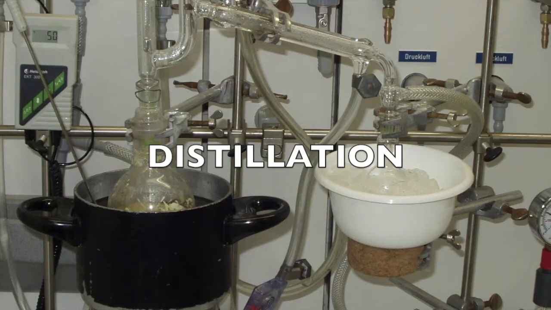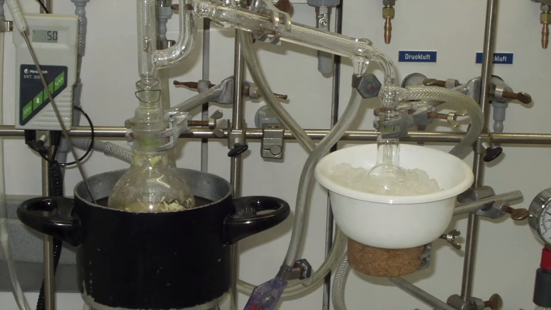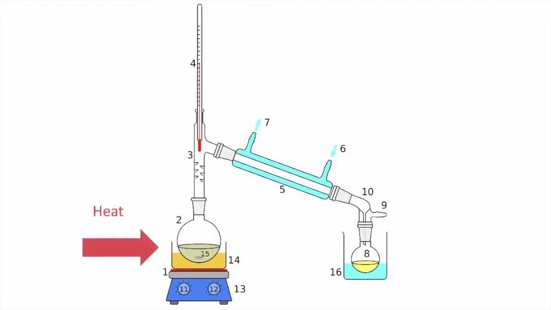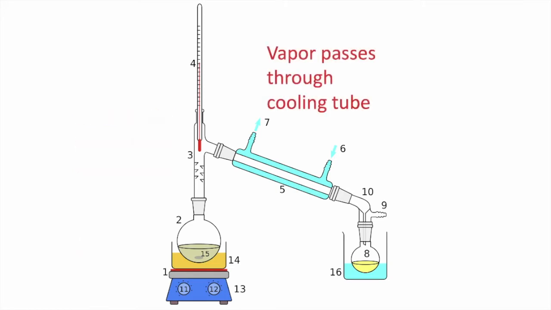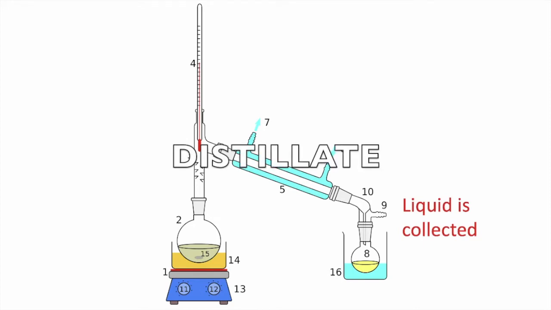Distillation is another technique for separating solutions. It is based on differences in boiling point and intermolecular forces. Distillation can be effective for separating mixtures that are comprised of two or more pure liquids. The mixture is heated, and the most volatile component, the one with the weakest intermolecular forces, is going to vaporize at the lowest temperature. This vapor passes through a cooled tube called a condenser, where it condenses back into its liquid state. This liquid, called a distillate, can be collected in a container.